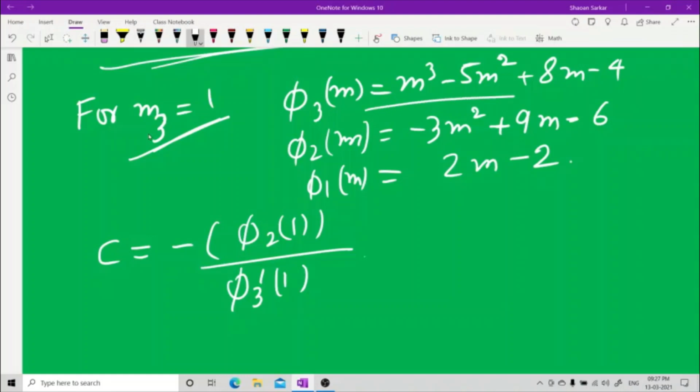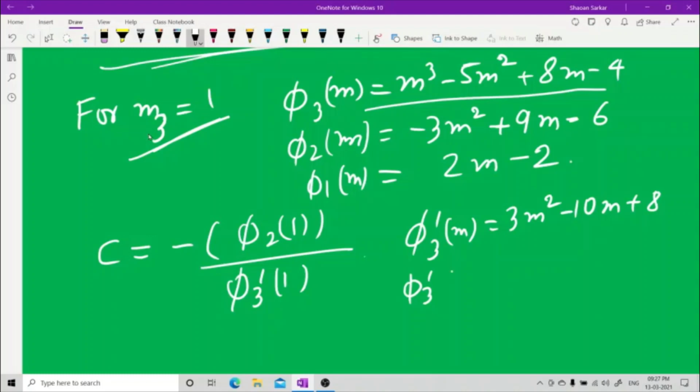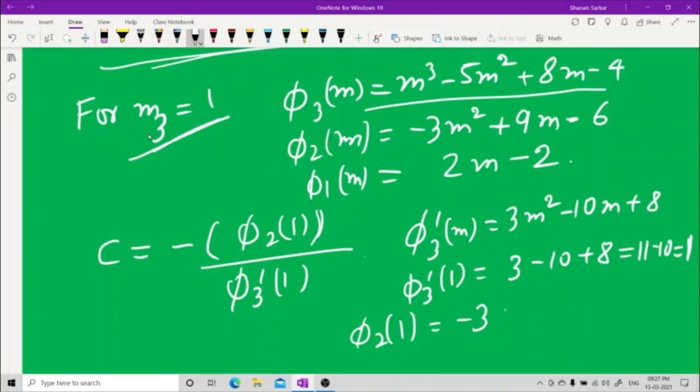Now take the derivative of this. Phi 3 dash m is 3m square minus 10m plus 8. Phi 3 dash at 1 is 3 minus 10 plus 8, which is 11 minus 10, that is nothing but 1. And phi 2 at 1 is minus 3 plus 9 minus 6, which is 0. So phi 2 is 0, no problem.